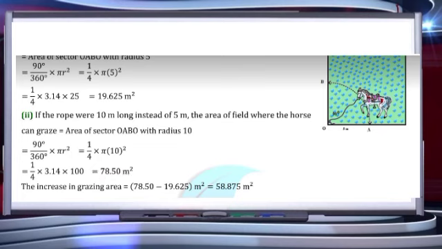Next is the increase in the grazing area. The increase will be given by the new area minus the previous area. So that is 78.50 minus 19.625. So it comes out to be 58.875 meters square. Hence this much more area will be grazed by the horse if its rope length is 10 instead of 5.